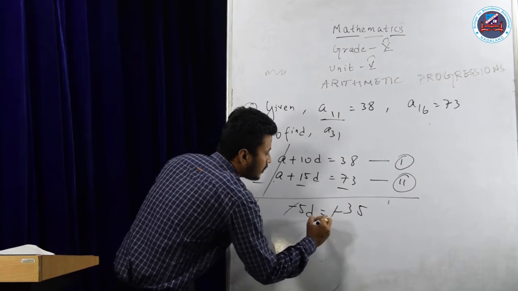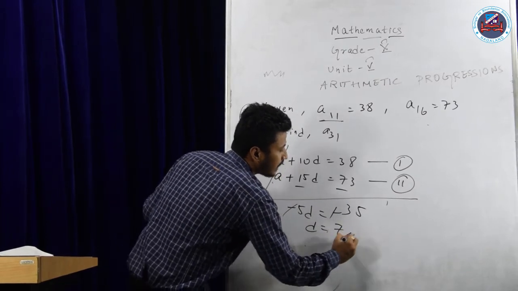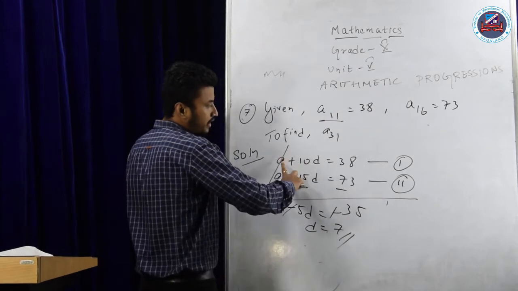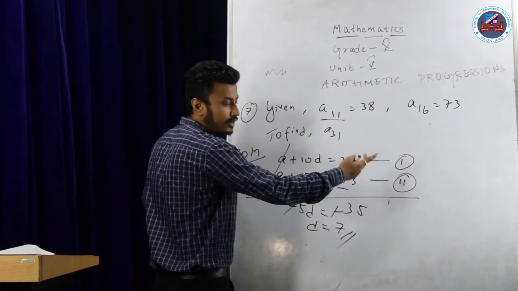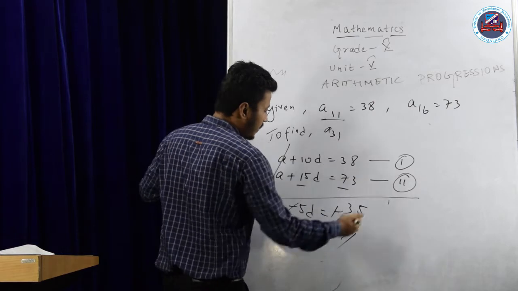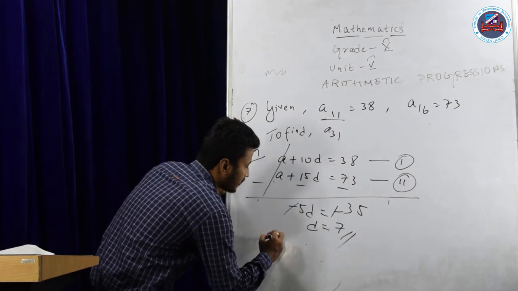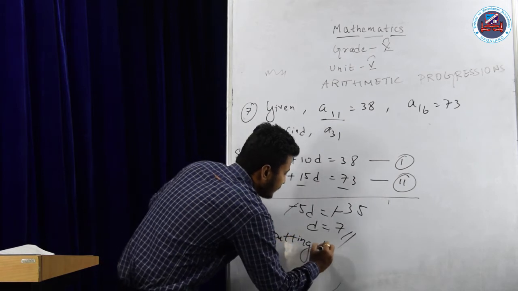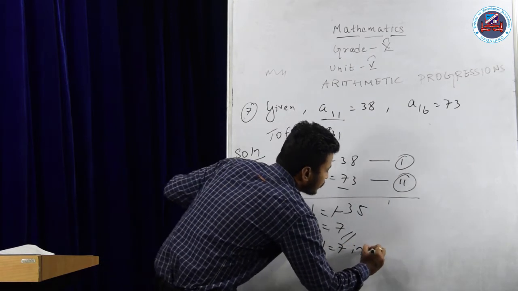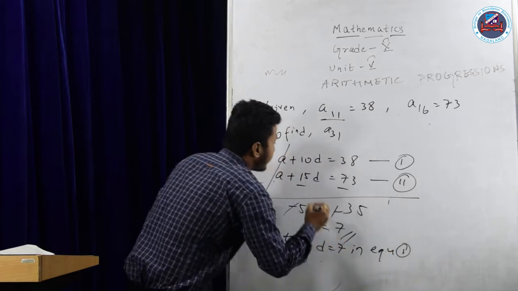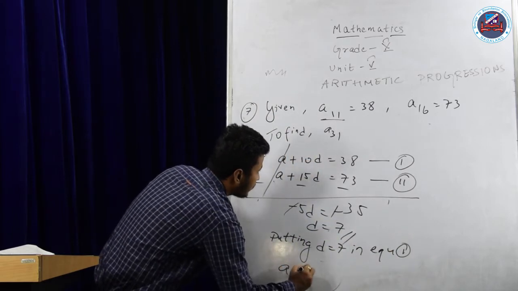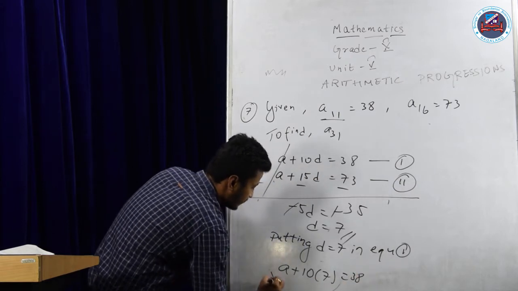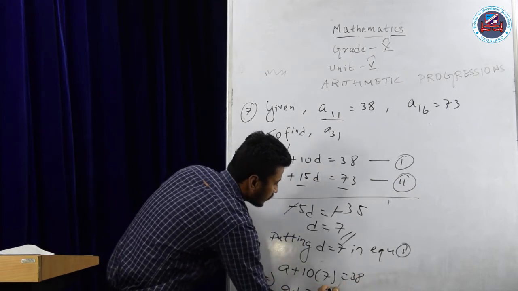So what is d value? D value comes out 7. After I find out d value, put in any equation, either in equation 1 or in equation 2, find out the value of a. Let me put in equation 1. Putting d equals to 7 in equation 1. What will I get? A plus 10 into 7 equals to 38. That is a plus 70 equals to 38.